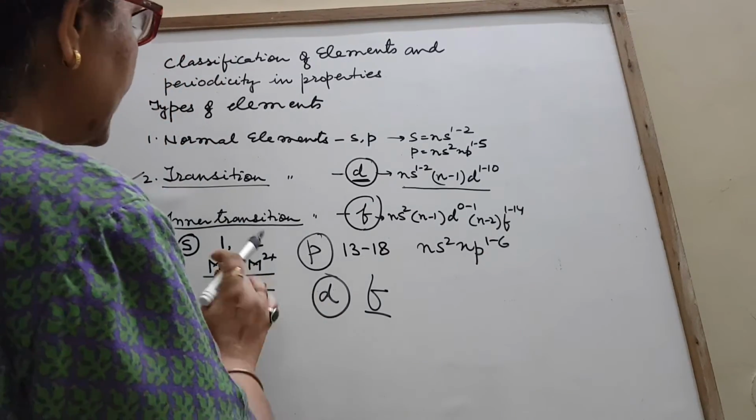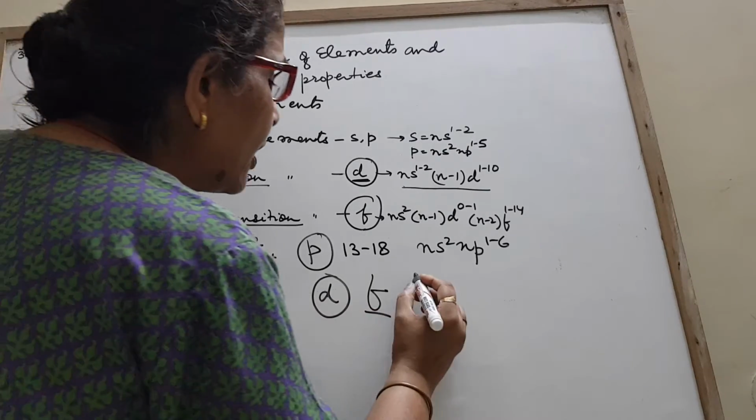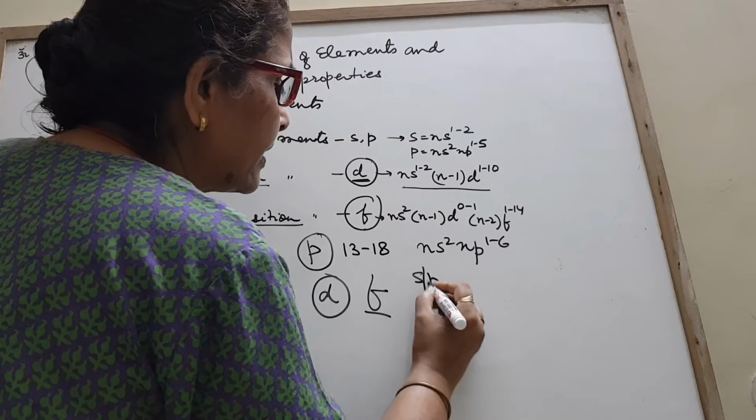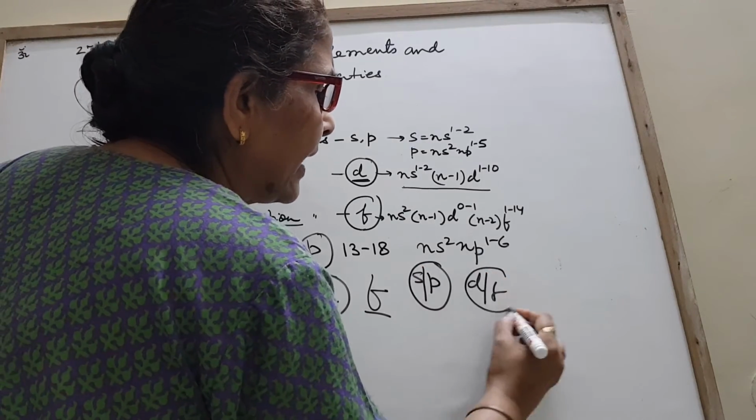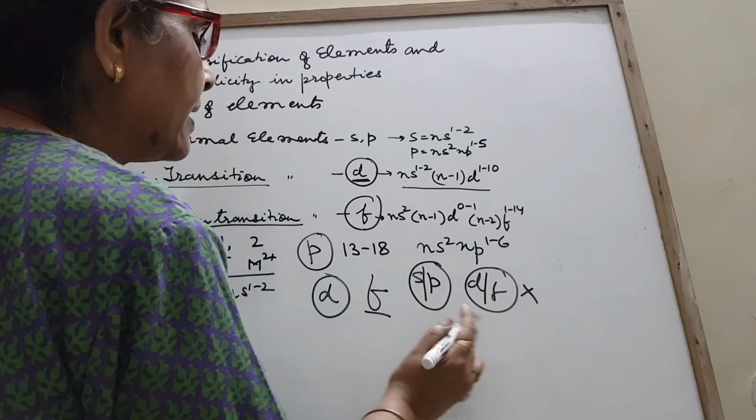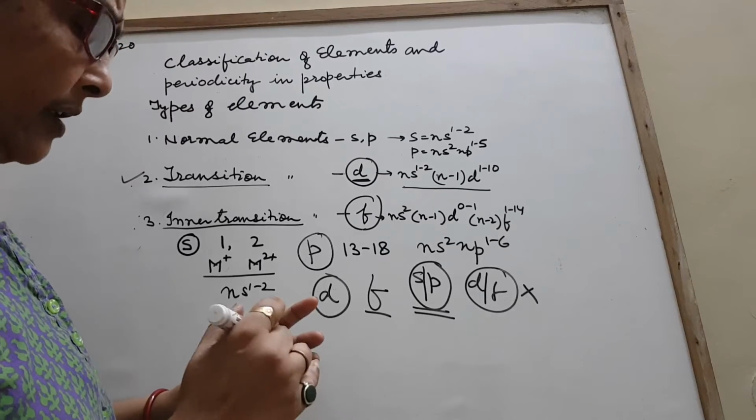So children, this way we have seen S, P, D and F block. Now S and P block details we have this year. D and F block we have next year. So we will not do the details this year. So now children, this is in short the classification of elements.